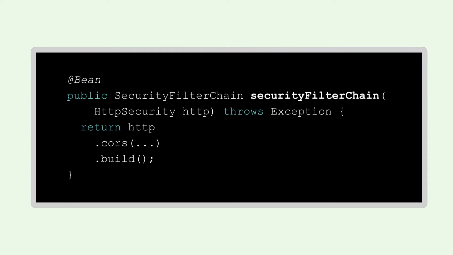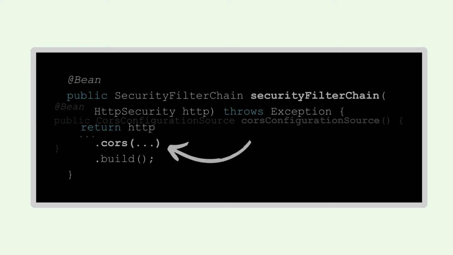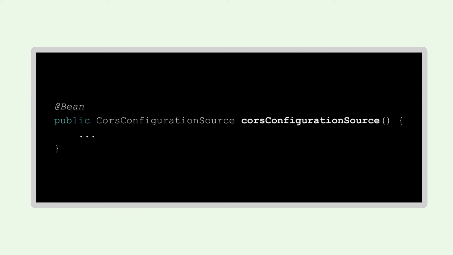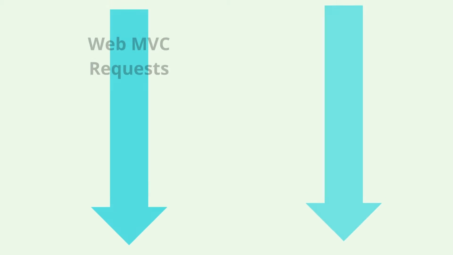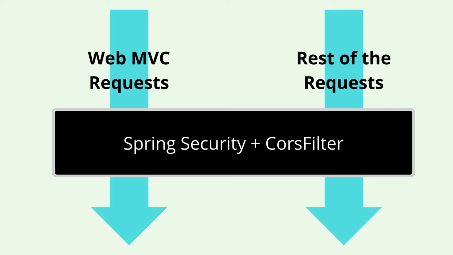Let's see the alternative. When configuring Spring Security, I have a method like this. To use it, I need to implement CorsConfigurationSource. This class also comes from the web dependency. But when using Spring Security, this configuration is used in the CORS filter. But if you only use the WebMvc requests, both solutions have the same behavior. Let's now implement the solution with Spring Security.